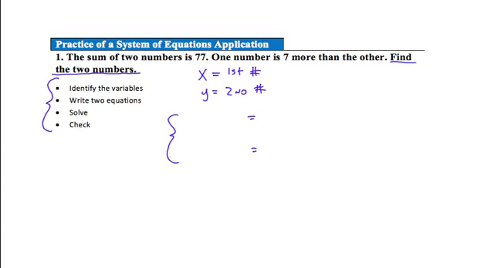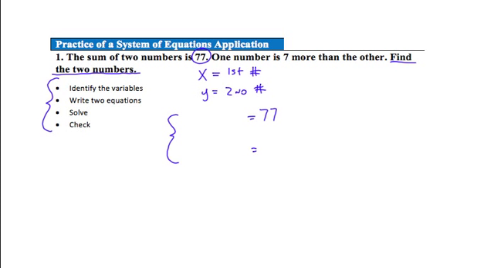I know I need two equations, and again, let's start with the total. The sum of two numbers is 77. There's one of my totals. One number is 7 more than the other. That's not going to work for finding the totals. We'll have to take a little different strategy there. Let's start with this 77. We'll write that equation, then we'll take a look at that second equation.